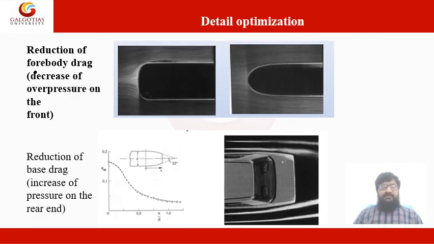Another method in the detail optimization techniques was to reduce the forebody drag, the stagnation pressure at the front end. That was achieved by rounding the front of the vehicles. You can see in the two figures. By rounding the front of the vehicles, boundary layer separation was prevented, and hence the car aerodynamic performance was improved.